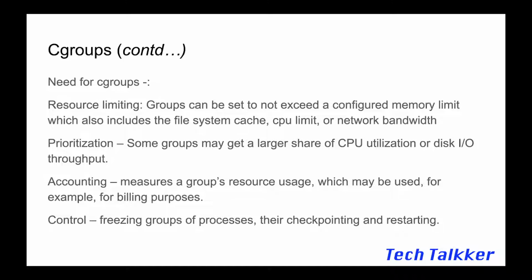The next point is accounting. It measures a group's resource usage, which may be used, for example, for billing purposes. We can monitor at a granular level how much resources a particular container consumes. And then the last point is control, like freezing a group of processes, checkpointing and restart. So like in the case of virtual machines, we can just hibernate the machine, right? The same thing Cgroups make possible for containers.